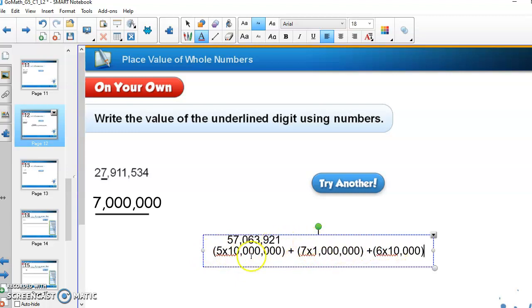And then lastly, I would have to write this number in word form. So that's writing out the entire number using just words.